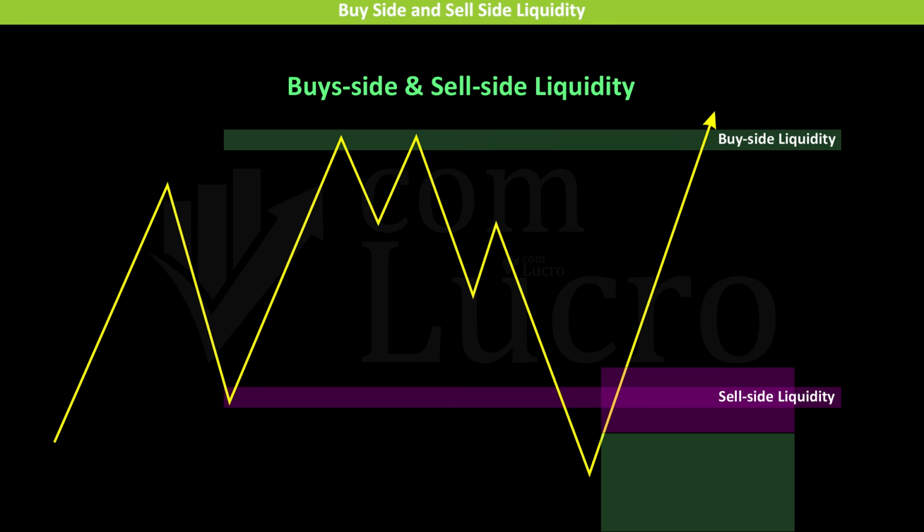The same principle applies in the opposite direction with buy-side liquidity. When smart money is looking to sell, buyers are needed. To achieve this, price is pushed above a key resistance level, triggering buy-stop orders and breakout entries, before reversing lower after sufficient liquidity has been gathered.